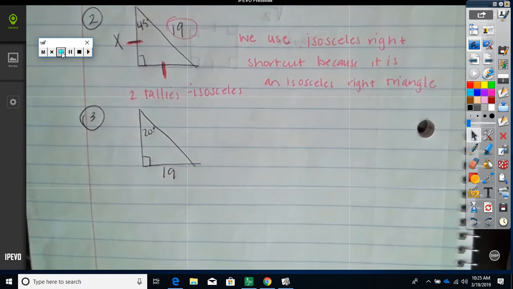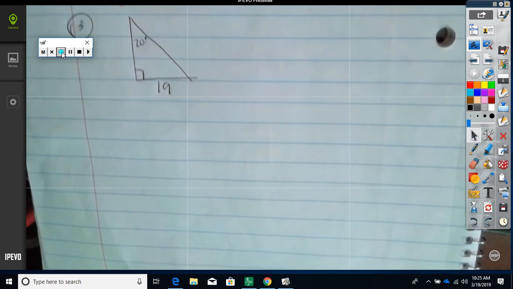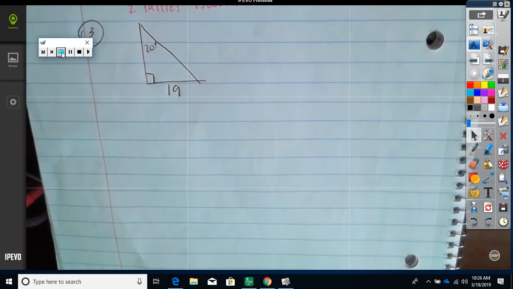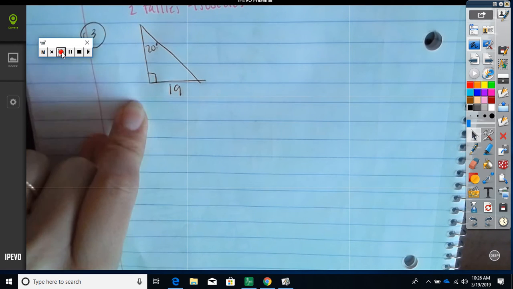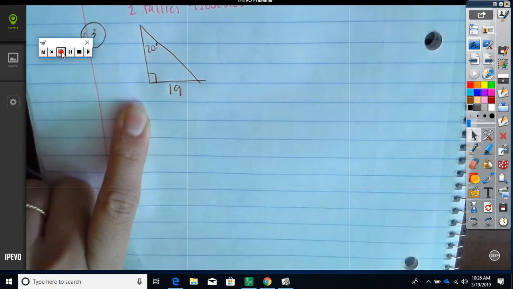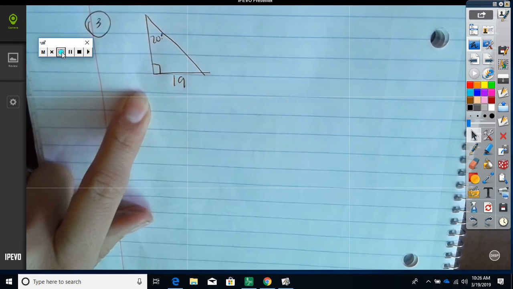Okay, I'll have this up here for you in just a minute, but I need you to look at number 3. There's only two methods I've shown you. The first method I showed you was Pythagorean theorem. You have to have two side lengths. Do we have two side lengths on number 3?